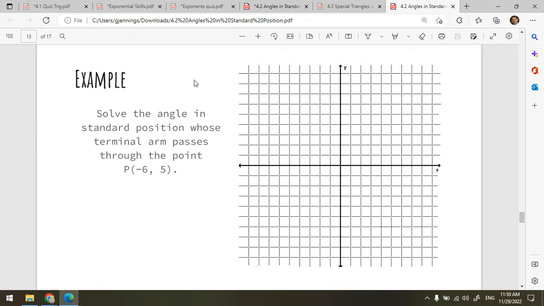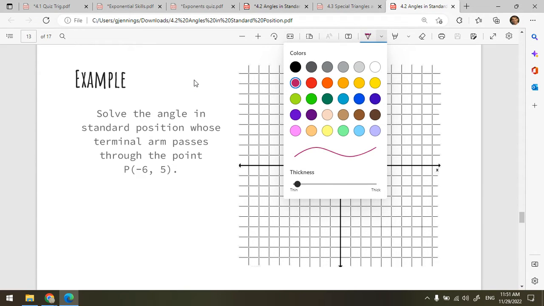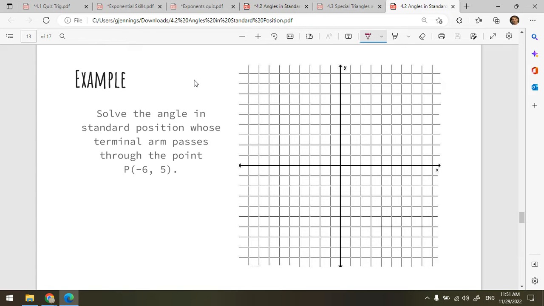P is the point that we're interested in. P is, I'm going to do this in purple here, at -6. 1, 2, 3, 4, 5, 6. And then 1, 2, 3, 4, 5. That's the point -6, 5.